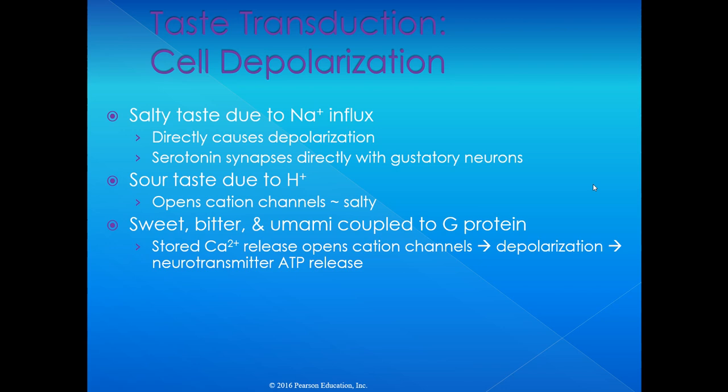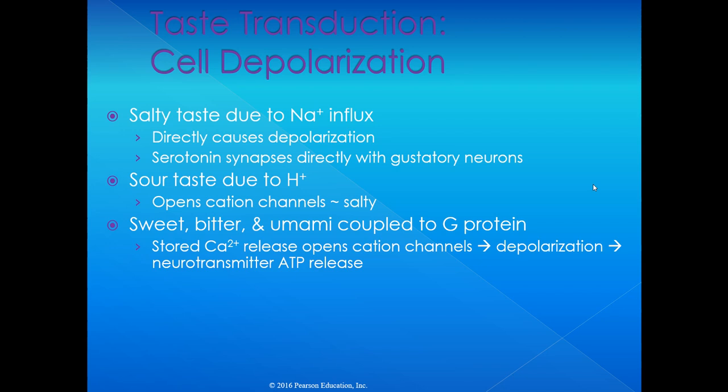There are both direct depolarization and indirect depolarization in terms of the transduction of a chemical into an action potential in terms of taste. Salty and sour respond to cations, salty to sodium and sour to hydrogen. These are both direct depolarizing events. The cation channel opens, sodium influxes, causing depolarization in a salty receptor. A cation channel opens, hydrogen comes into a sour receptor. And then the serotonin neurotransmitter is released by the salty and sour receptors to our gustatory neurons.